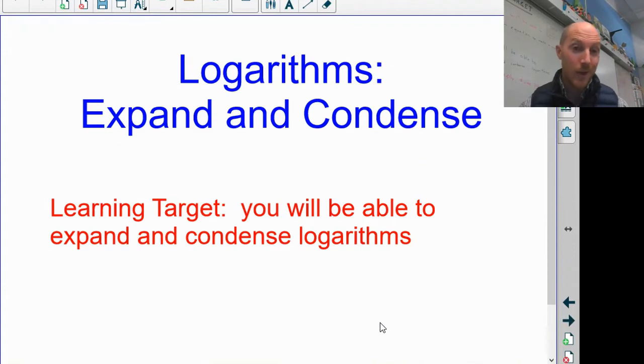Okay, well, nice job doing your worksheet. Here's what we're looking at today: logarithms. You probably guessed, since I just asked you to calculate a bunch of logarithms. So expanding and condensing, and that is our learning target. You'll be able to expand and condense logarithms.